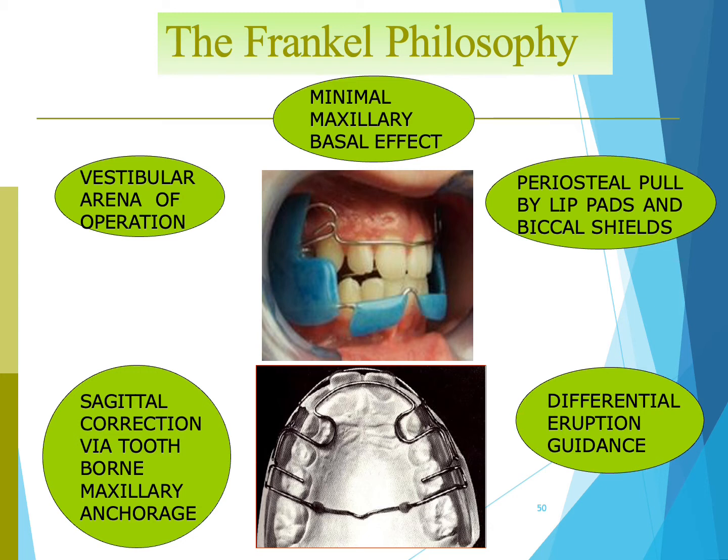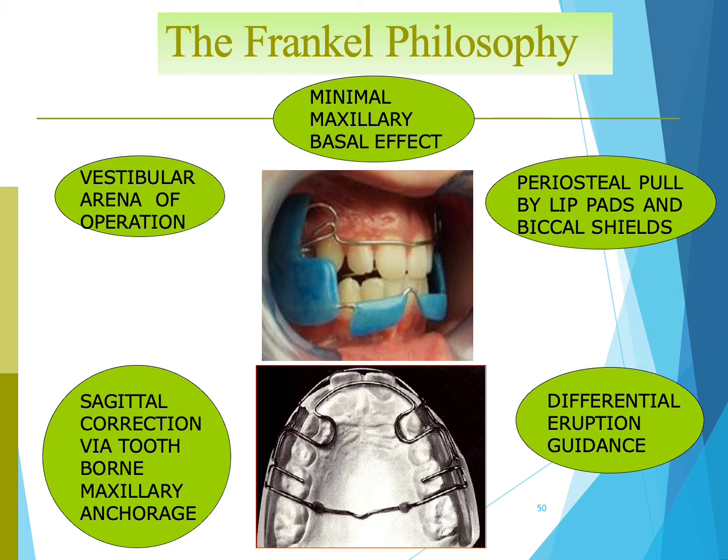And then the differential eruption guidance. So what will the Frankel appliance do? The Frankel appliance is free of the mandibular teeth. This allows selective eruption of the lower posterior teeth that aids in correction of the discrepancy in the vertical dimension, and also helps in sagittal correction of the Class 2 malocclusion by allowing upward and forward movement of only the mandibular teeth.